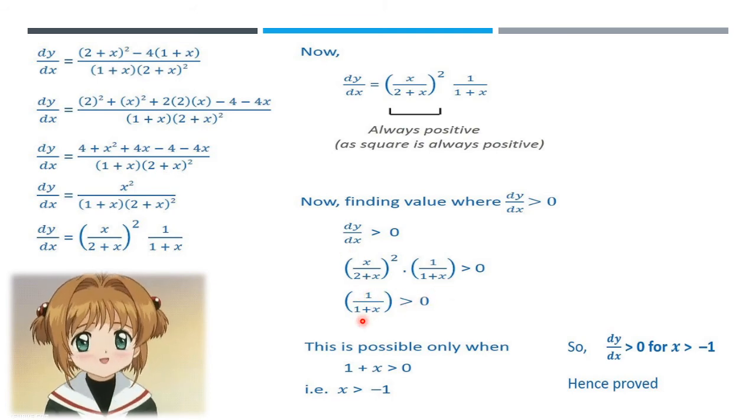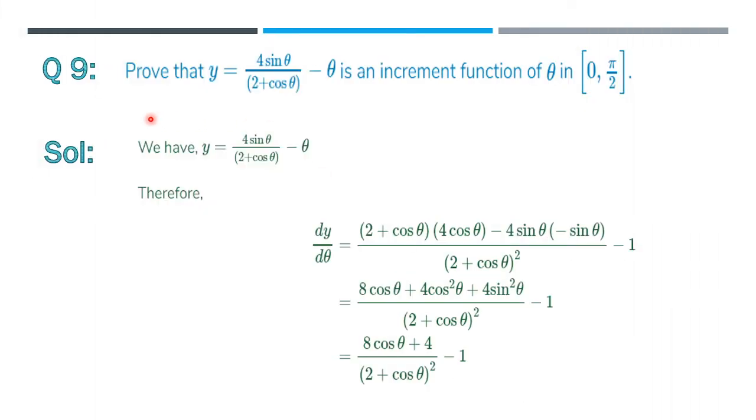So 1 upon 1 plus x should be greater than 0. It is only possible when 1 plus x is greater than 0, right? And x should be greater than minus 1. So that's what we wanted to prove. So it is proved.